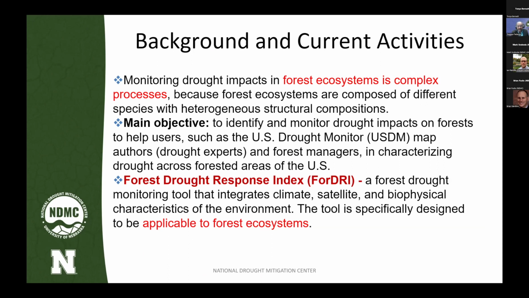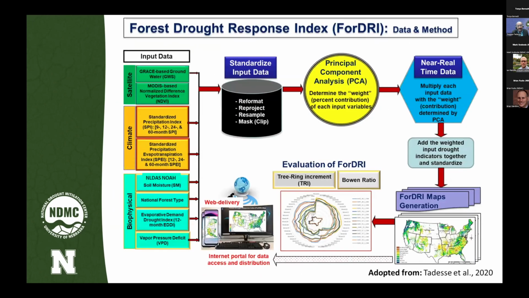We are using several approaches, including machine learning and big data analytics, to integrate climate, hydrologic, biophysical, and vegetation conditions or indices and indicators to build a ForDRI tool. The tool is specifically designed to be applicable to forest ecosystems in the US. This slide shows the conceptual method and steps to develop the ForDRI. The concept of ForDRI is to combine important atmospheric or hydrological variables together, using a multi-indicator or convergence of evidence approach, so that we produce a better drought index for forests than any of the individual drought indices used alone. Currently, our ForDRI tool is composed of three major components that include satellite, climate, and biophysical parameters.